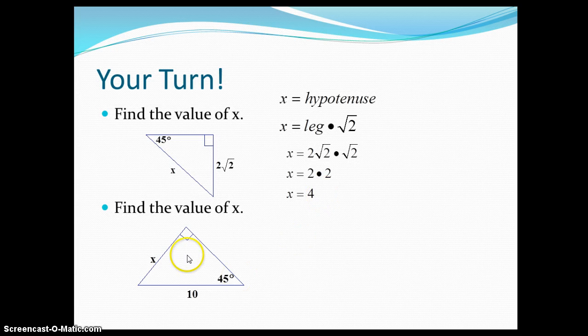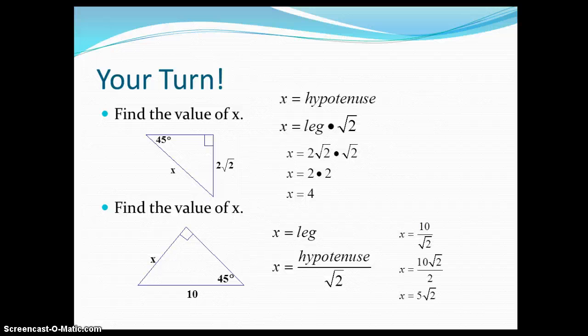In the second example, x is again the leg. And the leg is equal to the hypotenuse divided by the square root of 2. So we're going to have 10 divided by the square root of 2. And again, we're going to rationalize the denominator, multiplying the numerator and the denominator both by the square root of 2, and we get 10 square root of 2 over 2, or 5 square root of 2.